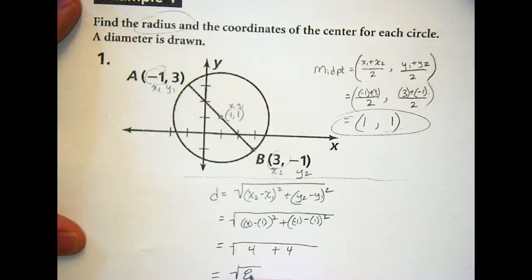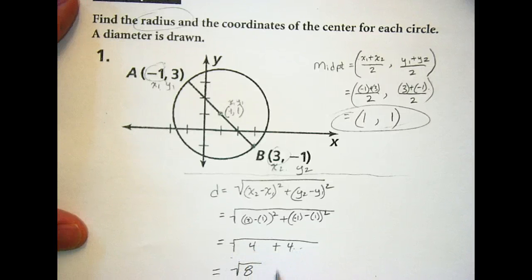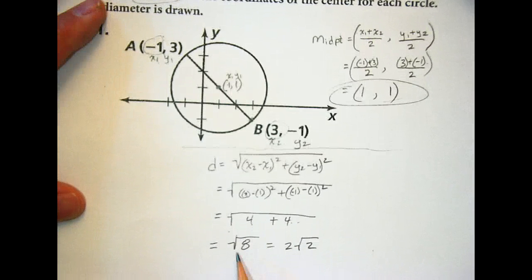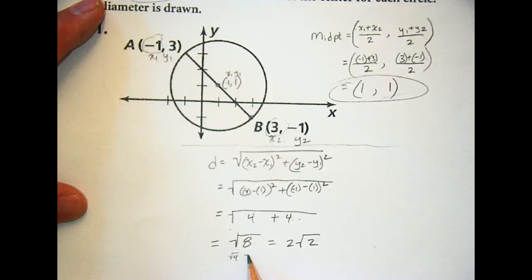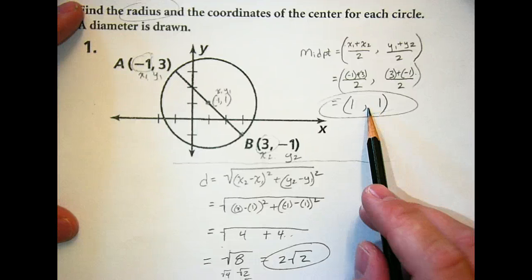Now remember, you've got to make sure that you do everything in the radical first. You can't just take the root of each of these. Okay? Root 8 becomes 2 root 2, right? Simplifying your radical. For those of you who've forgotten that, just a quick review: root 4 times root 2 makes root 8. This part becomes 2, so that's 2 root 2. So our radius is 2 root 2. The center of the circle is at 1, 1.